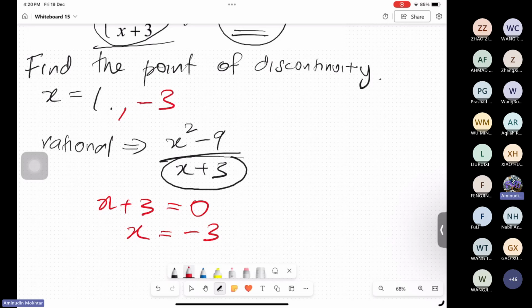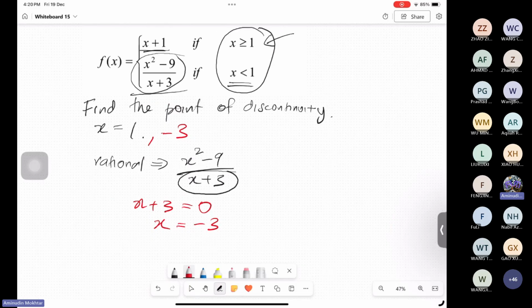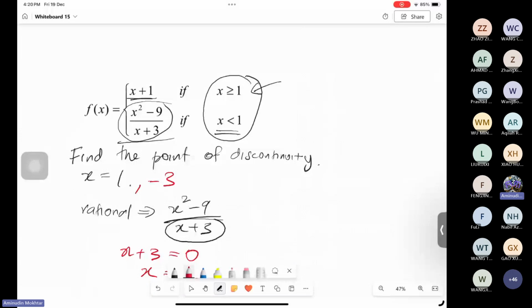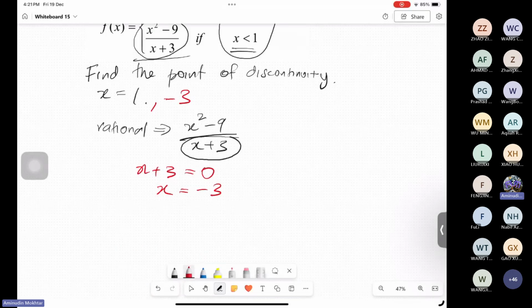What is the justification? Number one is the turning point. We choose x equals negative 3 because when x equals negative 3, the denominator of the rational function equals 0. That's the rule. Those are two tips I can share with you for determining the points of discontinuity.